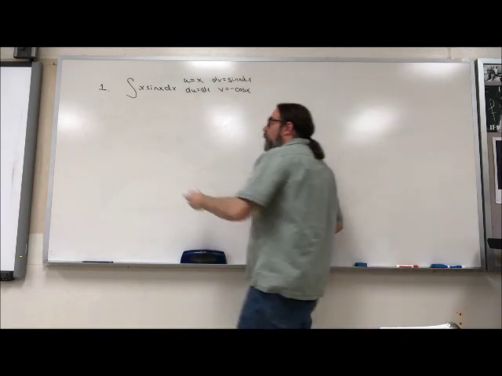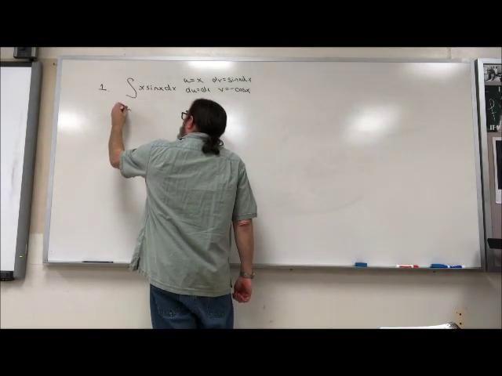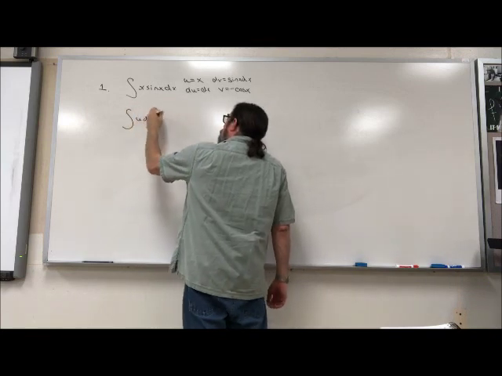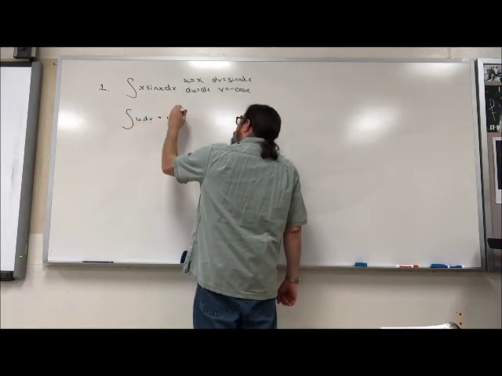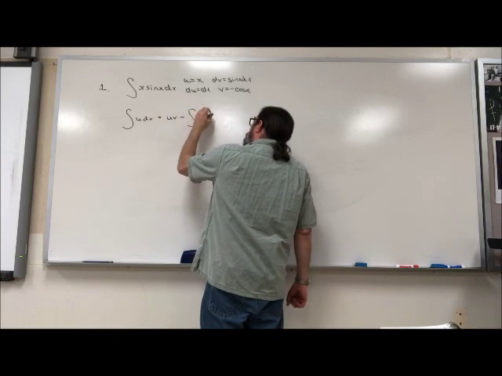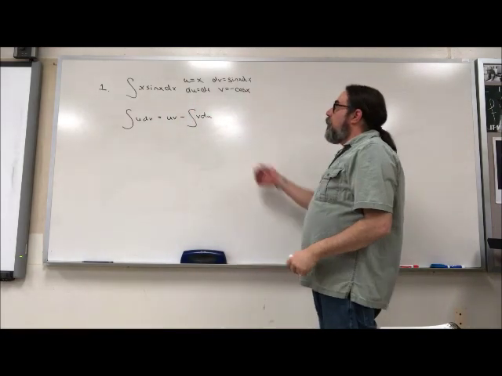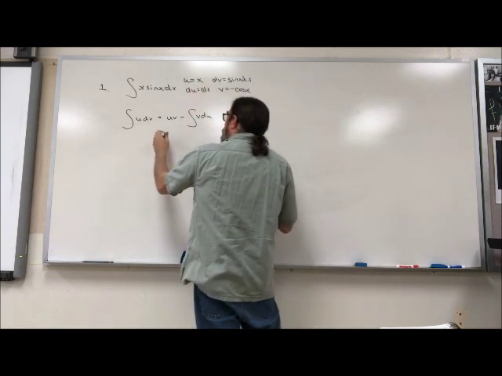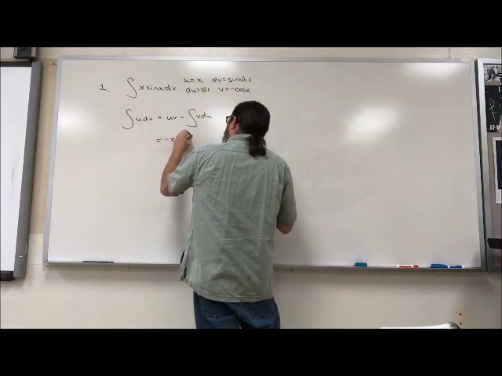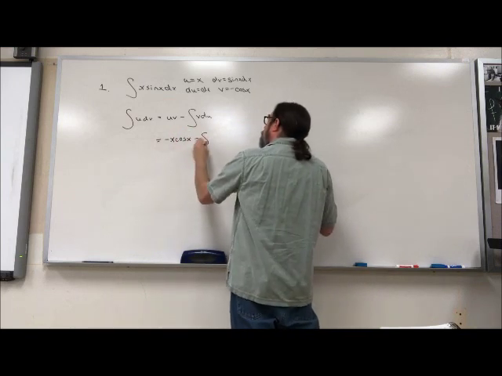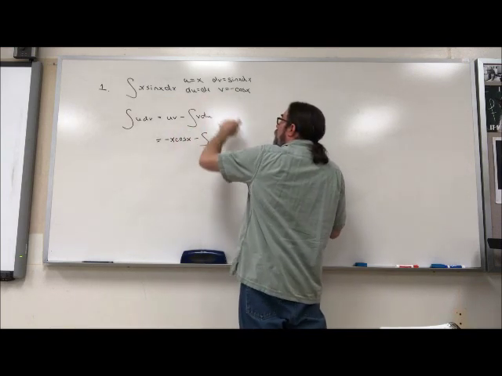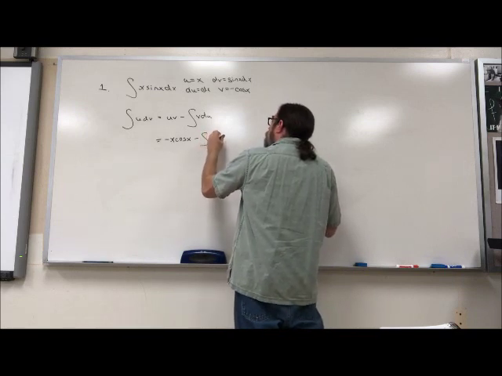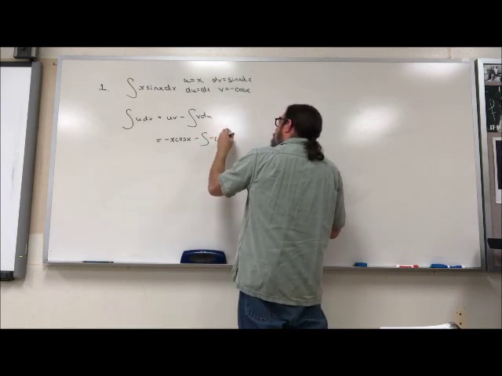Now remember our formula. The integral of u dv is equal to uv minus the integral of v du. And we have everything we need here. uv is going to be negative x cosine x, minus the integral, and v du is going to be negative cosine x dx.